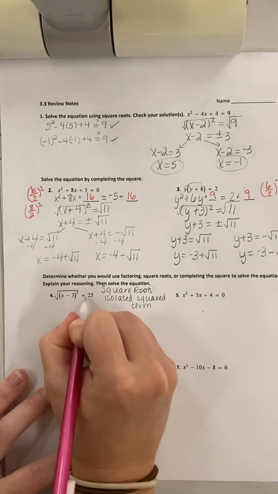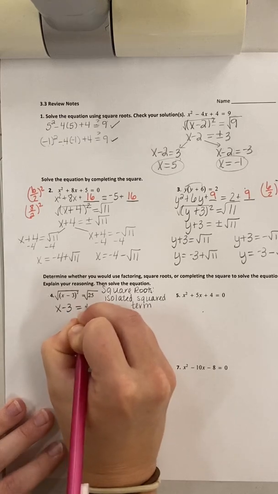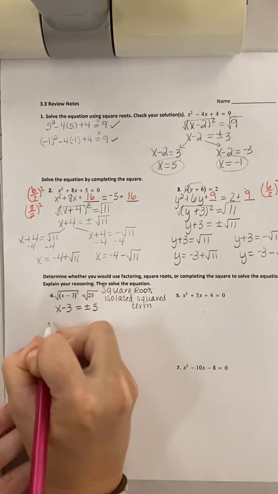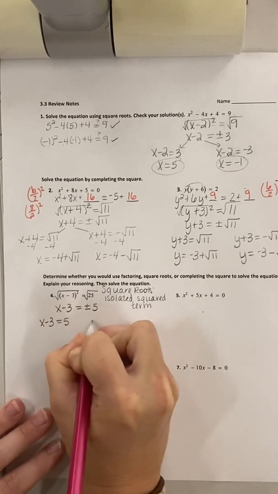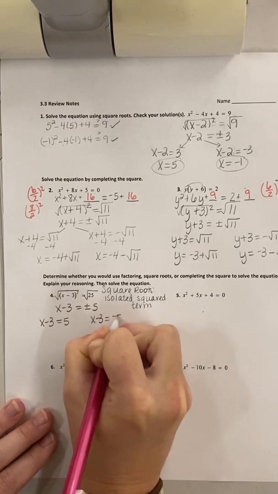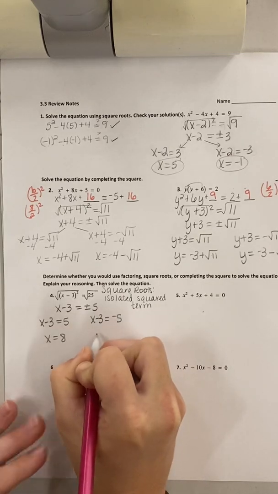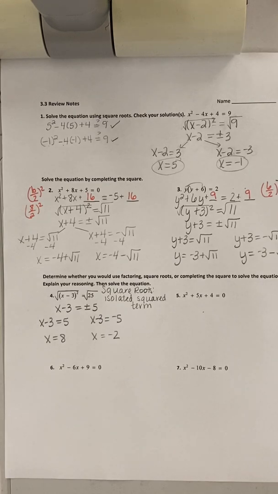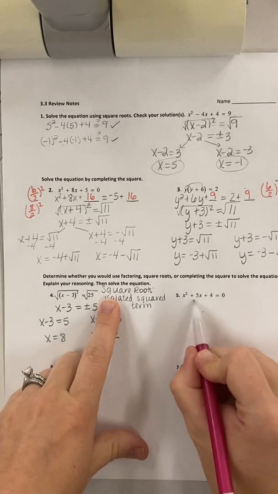So I'm going to square root both sides, and I end up with x minus 3 equals plus or minus the square root of 25, which is 5. That creates our two equations. x minus 3 equals 5, and x minus 3 equals negative 5. Add 3 to both sides, I get x equals 8. Add 3 to both sides, I get x equals negative 2.